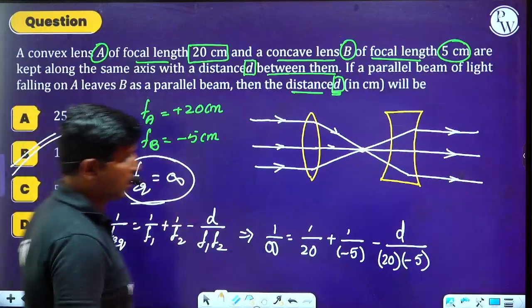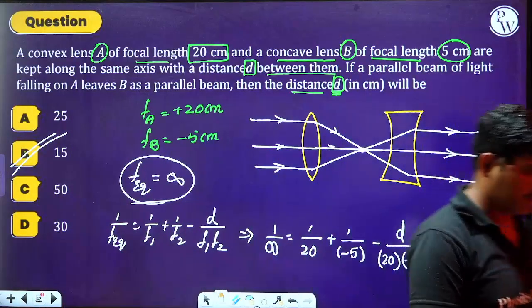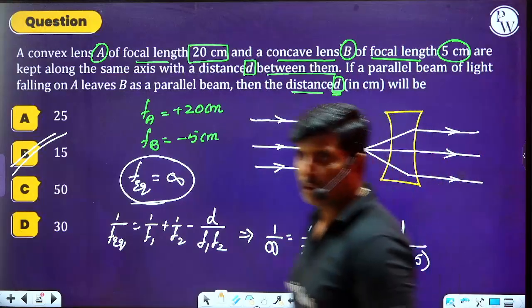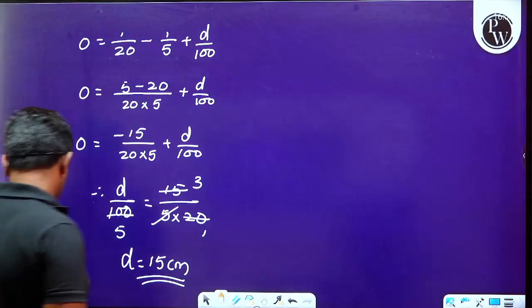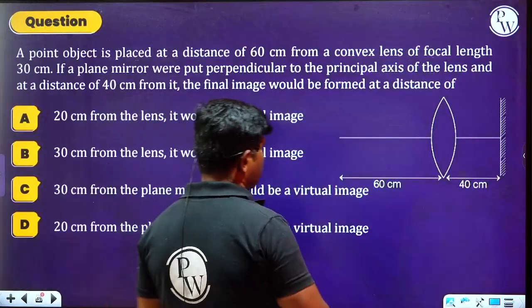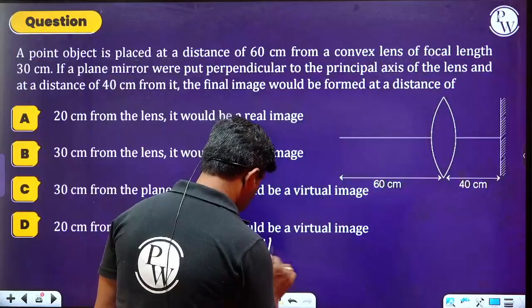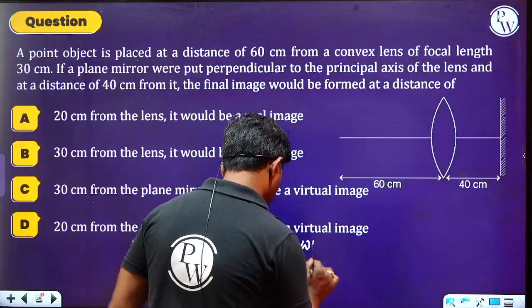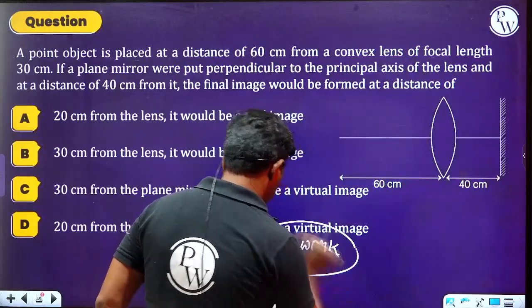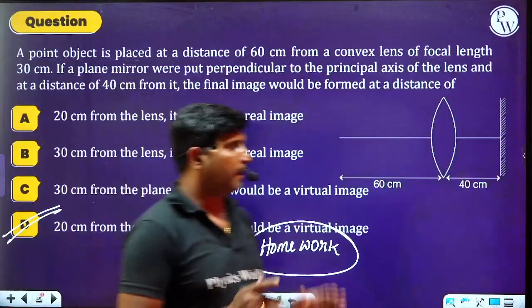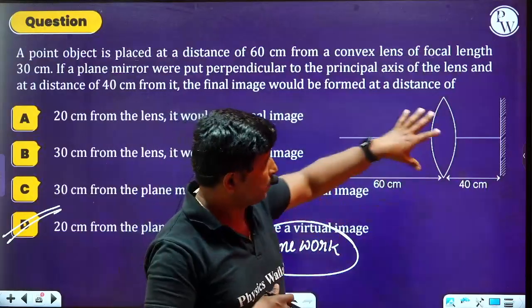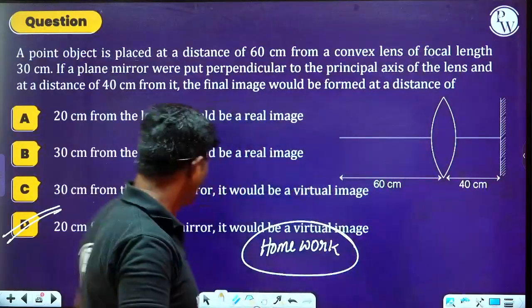Hence, we can select option B as the right answer. Option B is the right answer. I hope you can understand. You can easily calculate here. There are certain problems remaining. I am giving these problems as homework. Please do this question by yourself and simplify it, then you will get option D as the right answer. So move on to the next one.